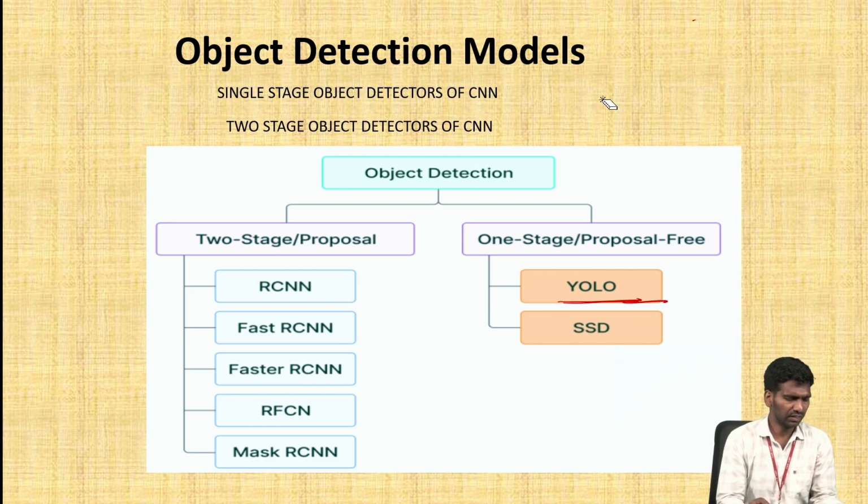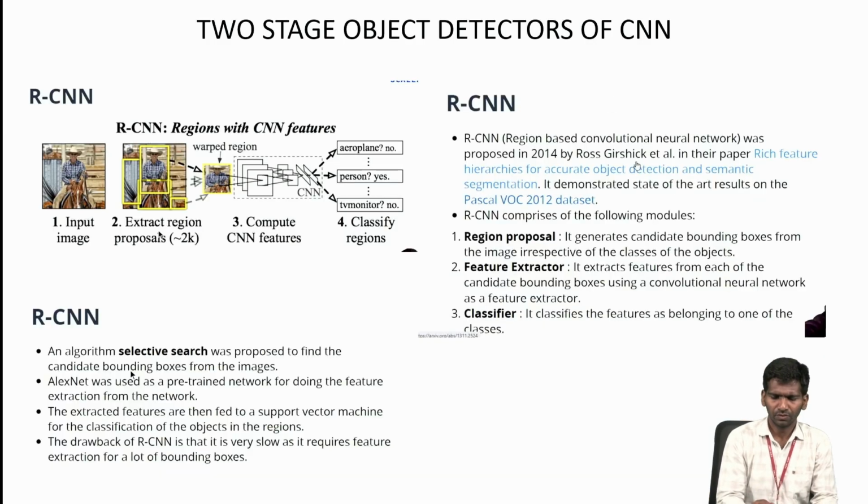So the very first one is RCNN. RCNN stands for region based convolutional neural network, and it was proposed in 2014. It was proposed by this author, Ross Girshick, in this paper.